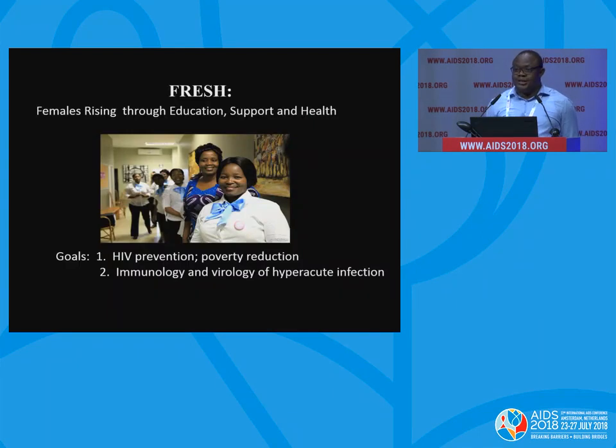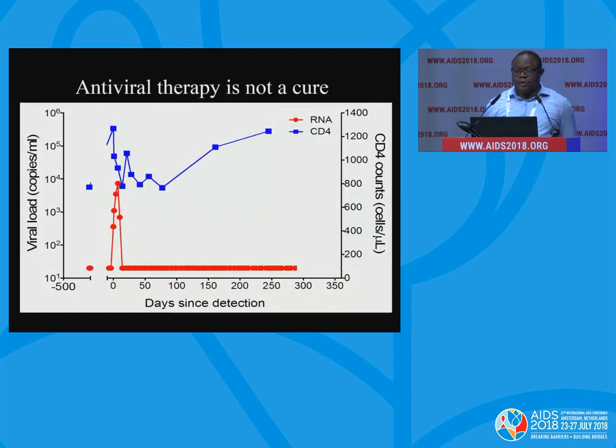So it's these scary numbers that really prompted us to focus our research on young women in this part of the continent. So we set up a cohort that we call FRESH, and Tumbi presented on this a bit yesterday, so I won't dwell too much on it, but FRESH stands for Females Rising Through Education, Support and Health. I think it's a unique cohort in that it blends a social program aimed at HIV prevention together with a biomedical, basic science program integrated in the same cohort.